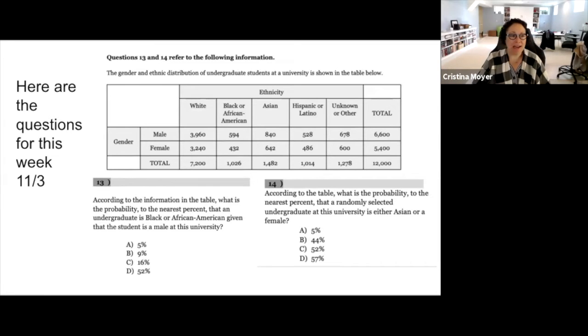Welcome to the AMA. This is the question from November 3rd. So I'm going to give you a chance to check it out. It's one chart, but it's actually two questions.